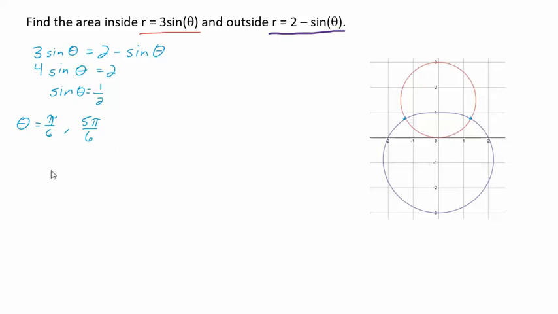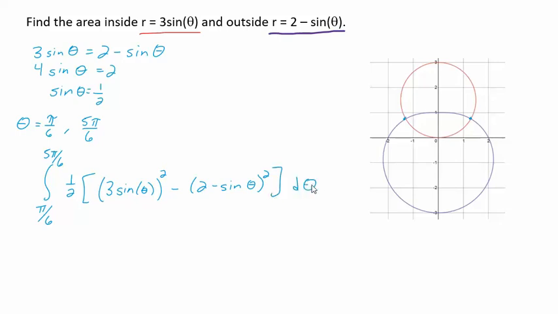So we're going to want to do the integral from pi over 6 to 5 pi over 6 of 1/2 times the outside circle here, the red one, 3 sine theta, and then this whole thing squared, minus this purple part. The purple equation is 2 minus sine theta, quantity squared, d theta. And that's the setup. That's pretty much the end of the polar setup.